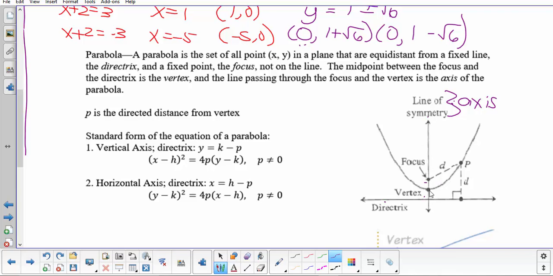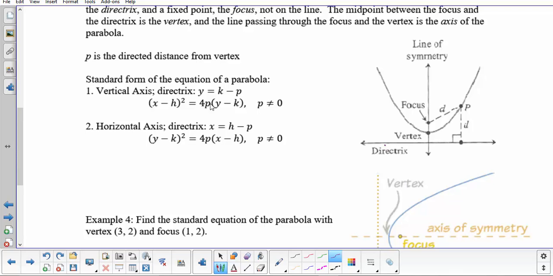Now we have the vertex, the vertex is what we're used to. Now the vertex is special because the vertex is right in line with the focus and directrix and it's on the axis. The axis is perpendicular to the directrix and it goes through the focus and the vertex. As we continue to study parabolas, there's a few more things that we need to talk about. P is the directed distance from the vertex. Now, this is going to help us find our new equation.